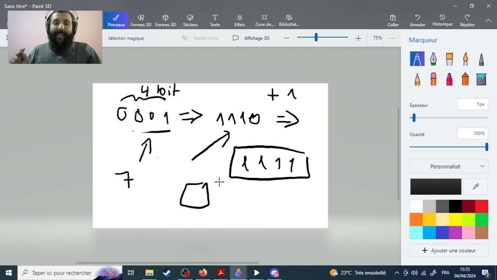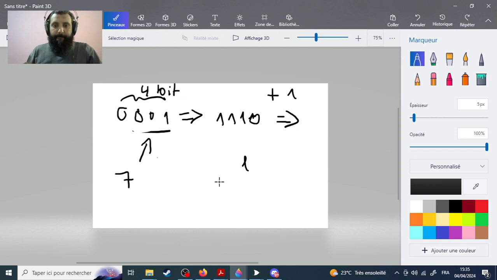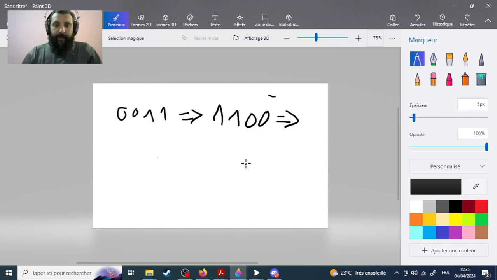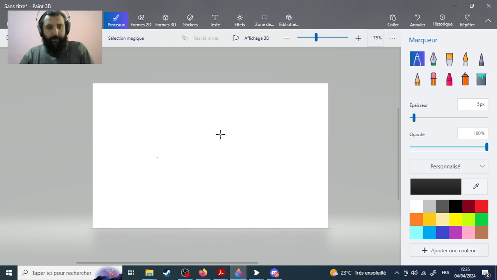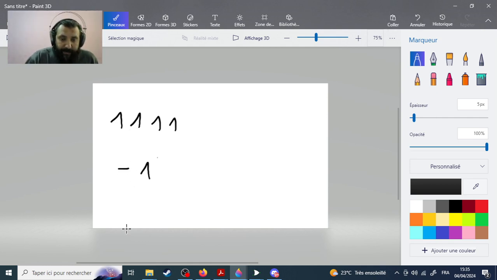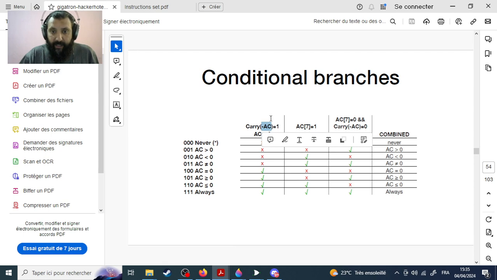We will try the same with the negative values. I will take, for instance, minus 1. This is minus 1 in C2. I have to convert it to plus 1. You have to understand that. The operation is the carry of minus IC.